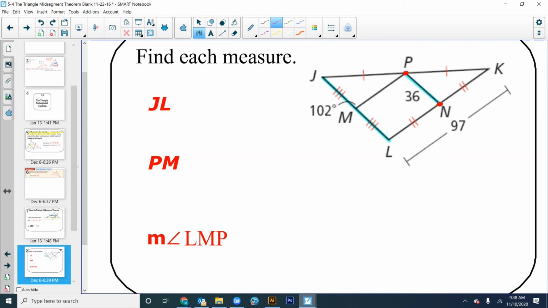It connects what's P? P is a midpoint of that side of the triangle. N is a midpoint, it connects the midpoints of the big triangle, right? So as soon as you see that, you know, like Logan did, that JL is double its midsegment, double 36 is 72. PM, is PM a midsegment or a side? PM, midsegment. So it's not gonna be double, it's gonna be half of the side it goes with, right? What's half of 97? 40.